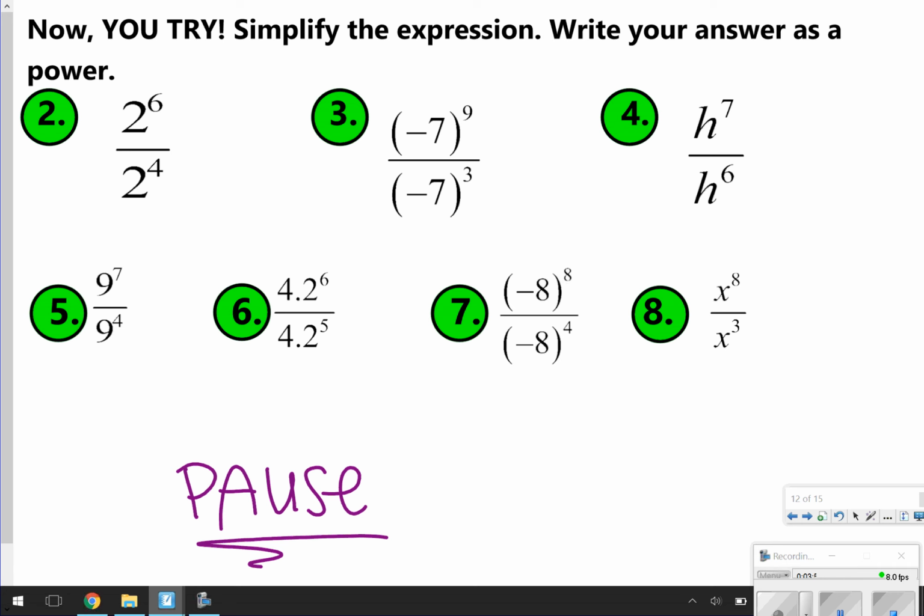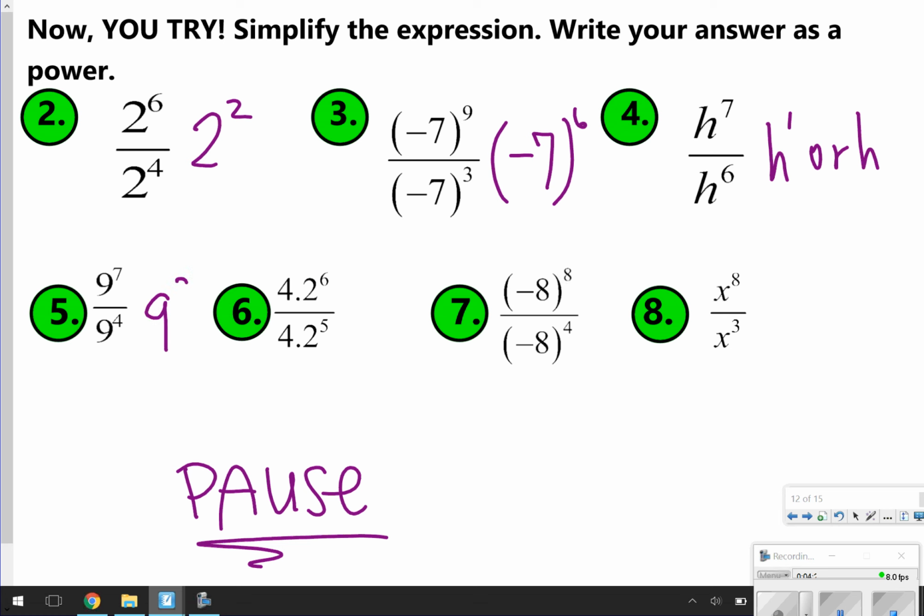All right, here are the answers. 2 to the 6th over 2 to the 4th is 2 to the 2nd. Number 3 should be negative 7 to the 6th. Make sure that negative 7 is in parentheses, otherwise it'd be incorrect. H to the 7th over h to the 6th can either be h to the 1st or just h. Number 5 will be 9 to the 3rd. 6 will be 4.2 to the 1st in parentheses or just 4.2. Number 7 will be negative 8 in parentheses to the 4th power. And number 8 should be x to the 5th. How did you do?